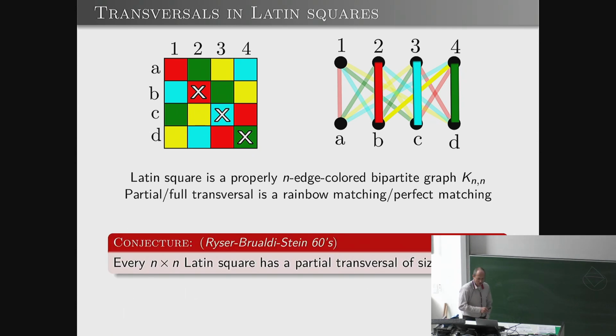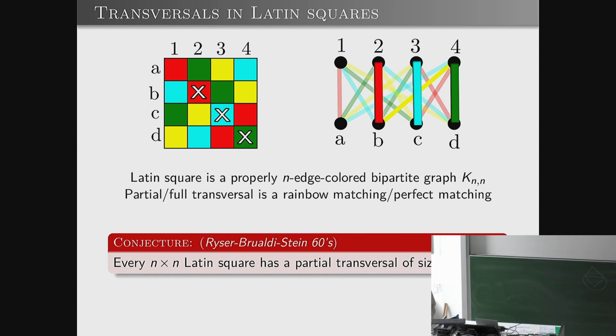Okay, to finish the story of Latin squares, I want to talk about a recent spectacular result by Richard Montgomery. So observe that this top square, an example of a Latin square, you can check that it doesn't have a full transversal. So I found 3 elements in different rows, columns, and different colors, but I cannot find 4.